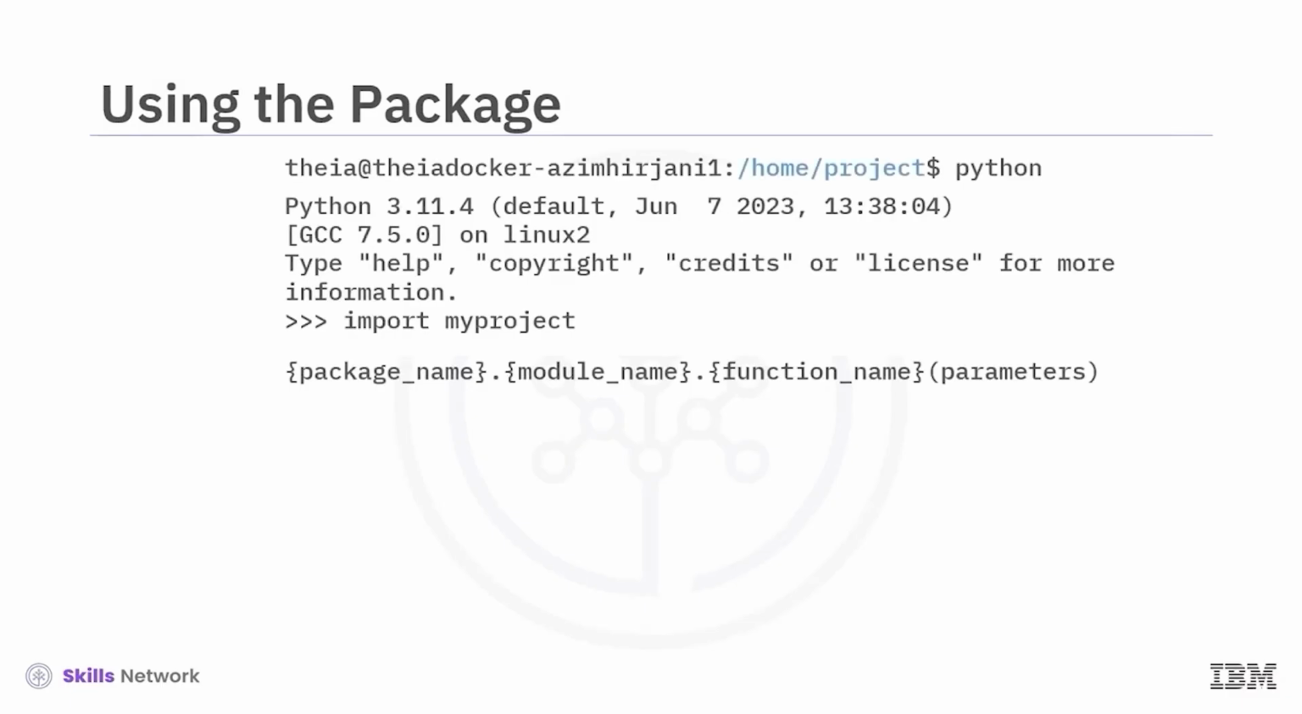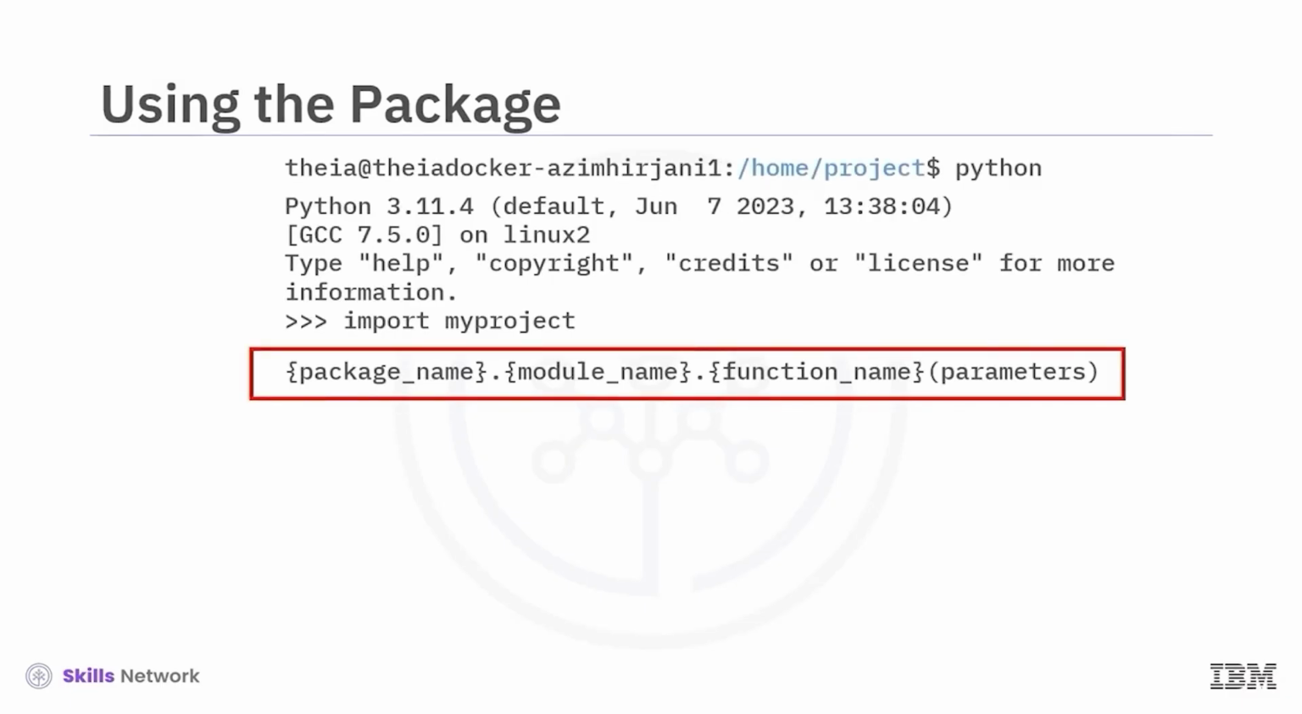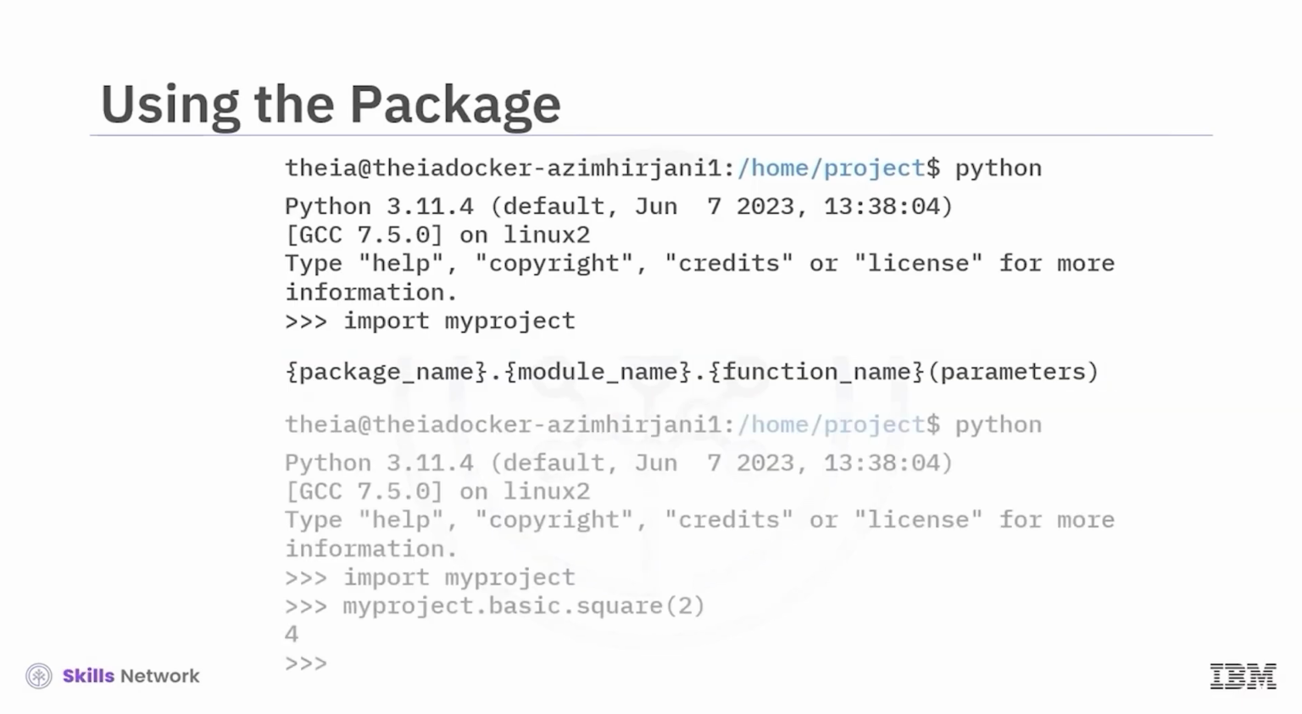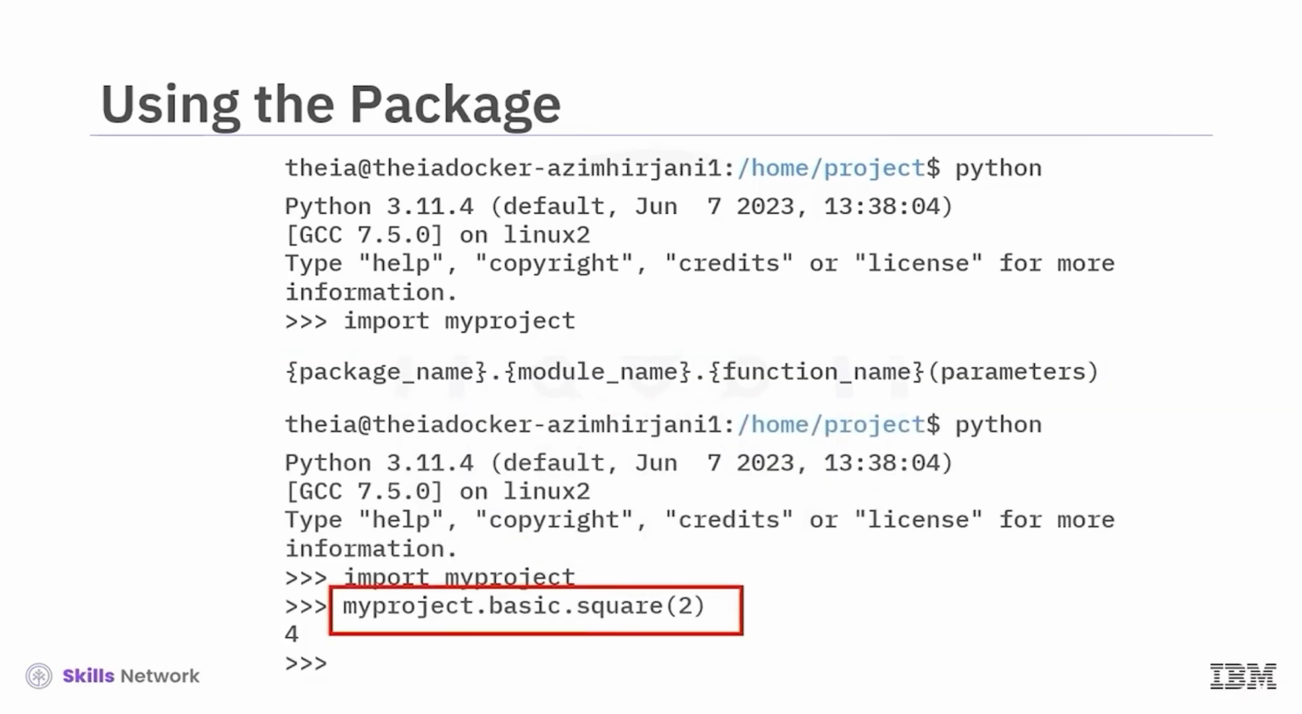The general structure for testing your package is the package name, .module name, .function name, followed by the parameters without the curly brackets, but keeping the round brackets. For example, using myProject.module1.square, the function will return the value 4.